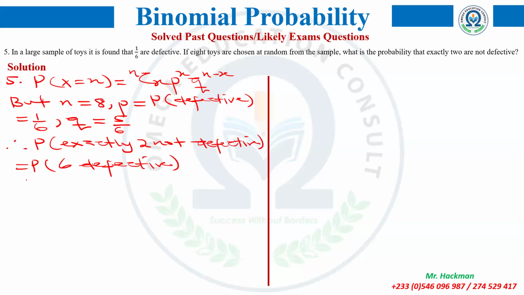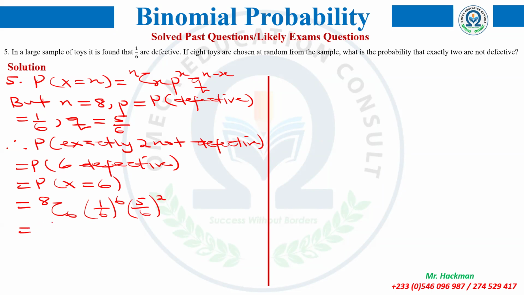Now that we have this in terms of our success, we can write our x. So x will be equal to 6. This will be equal to 8 combination 6, into your p, which is 1 over 6, to the power 6, then into your q, which is 5 over 6, also to the power 8 minus 6, which gives 2, so squared. So this will give us 8 combination 2 is what?